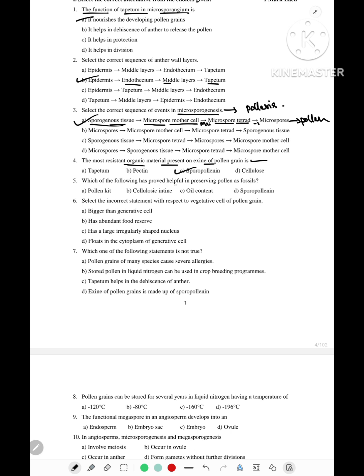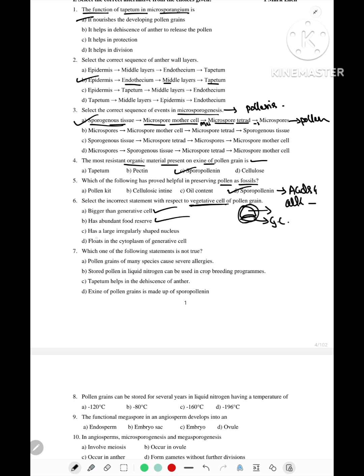Which of the following has proved helpful in preserving pollen as a fossil? The answer is sporopollenin, because sporopollenin is resistant towards acids and alkali, so it can be stored for many years. Select the incorrect statement with respect to the vegetative cell of pollen grain. In pollen grain, there are two cells present: the larger cell called the vegetative cell, and the smaller spindle-shaped cell called the generative cell. Bigger than generative cell: actually the vegetative cell is bigger than the generative cell, so that is correct.